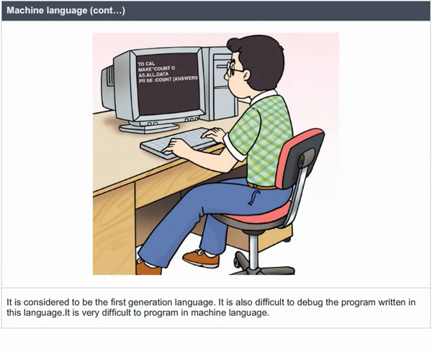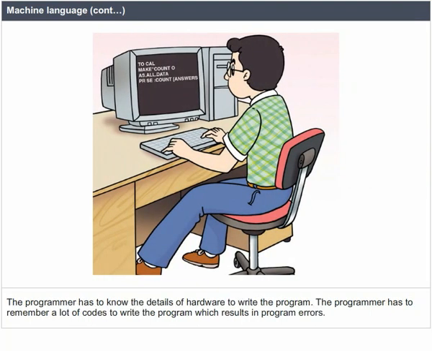It is very difficult to program in machine language. The programmer has to know the details of hardware to write the program. The programmer has to remember a lot of codes to write the program, which results in program errors.